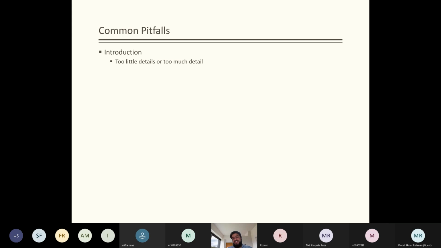So try to be specific and concise. This is a short document. You don't have the option to go into much detail. We also have poor organization. Create an outline, then fill in the text.